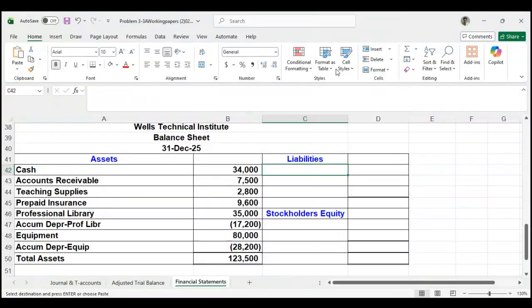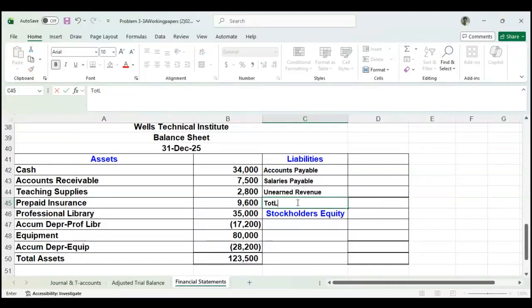Now these all happen to be current liabilities. There are times you might have a long-term liability, okay, and that would not be included in your current ratio, which we'll talk about in a minute. Let's do our total. Total liabilities. And then for stockholders' equity, we have common stock and retained earnings. Right. And then we're going to have our total stockholders' equity.